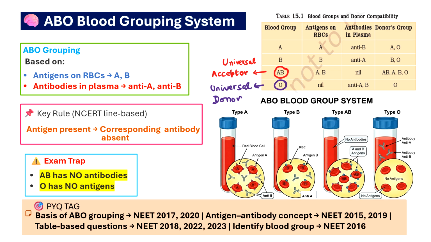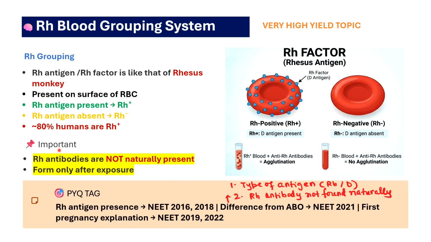Let's look into the RH type of blood group now. The main PYQ areas in RH blood group are the presence of RH antigen, that is RH positive and RH negative, questions on that. And second, how is RH blood group different from ABO blood group? Third is relevance with respect to pregnancy, which we will be reading in detail.